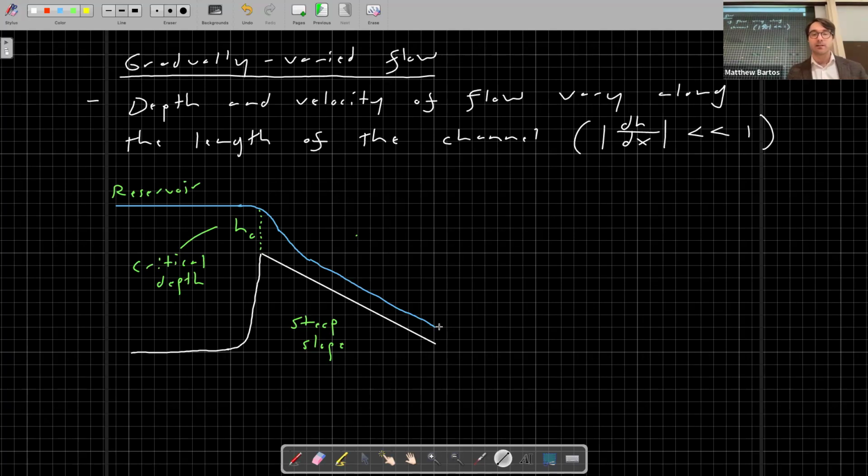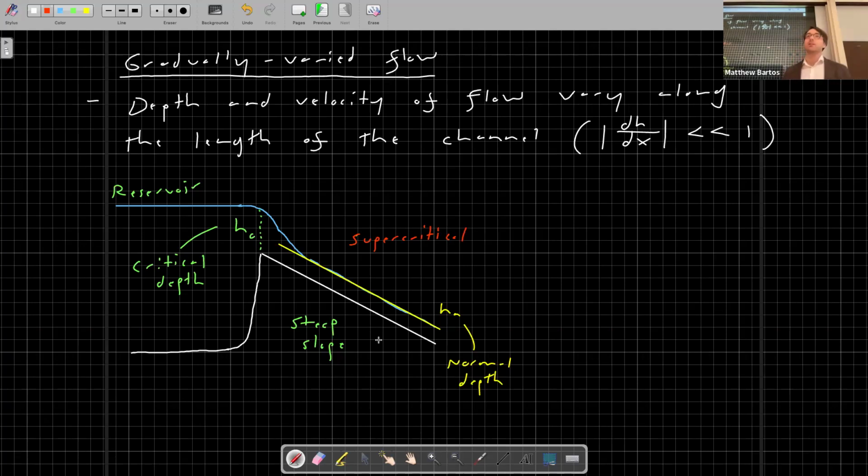Note that here, the depth in the channel asymptotically approaches a constant value. So as we move further and further downstream on this steep slope channel, the depth is going to approach the normal depth. And for a steep slope channel, which has supercritical flow, that normal depth is going to be supercritical. So this is supercritical in the channel.